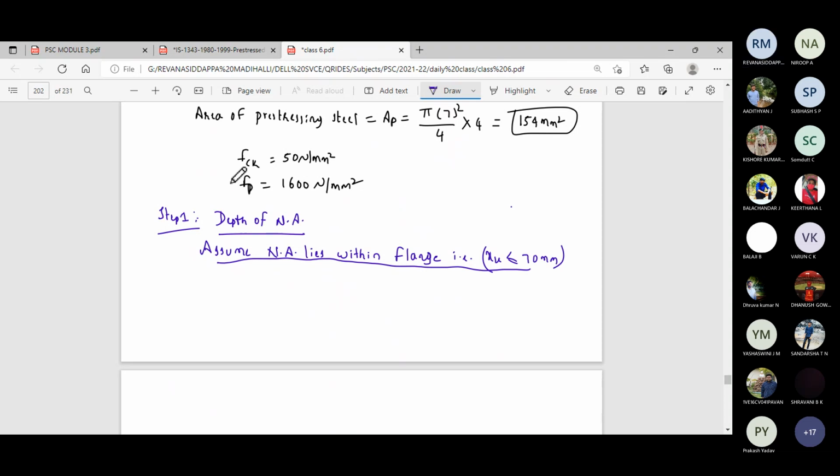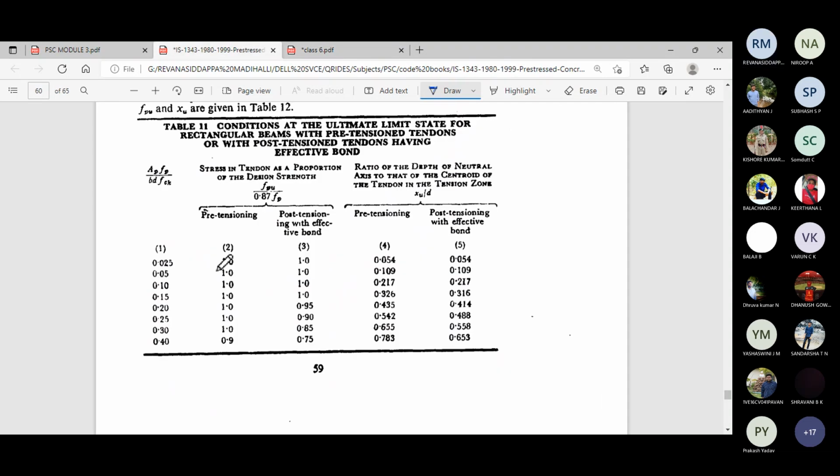Now, from table 11, we have to find the ratios Ap fp by b d fck and fpu by 0.87 fp, and corresponding xu by d ratio we can obtain. First we will find this ratio Ap fp by b d fck.